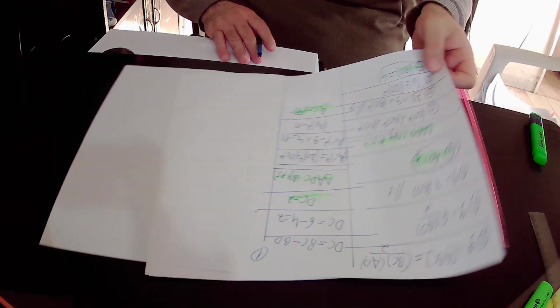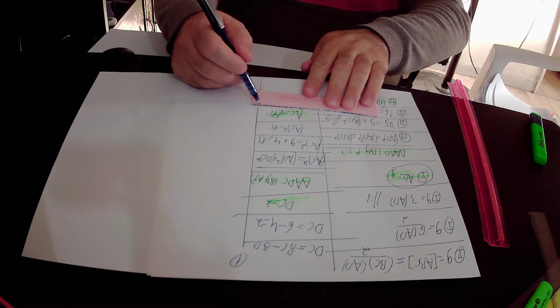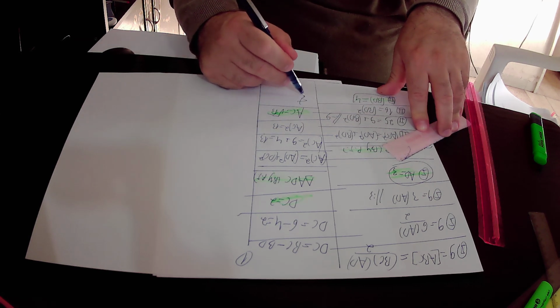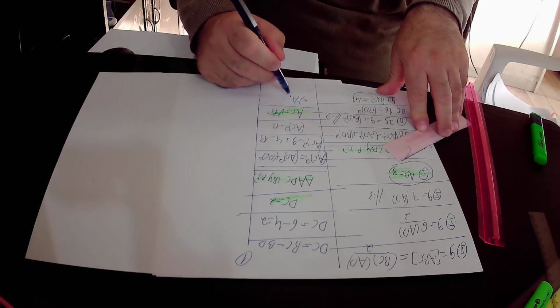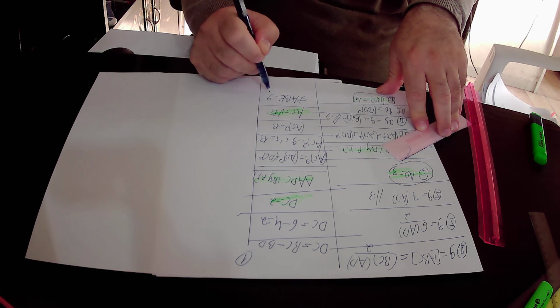That angle ABE, this peripheral angle that rests on the diameter of our circle, therefore it is equal to 90 degrees.